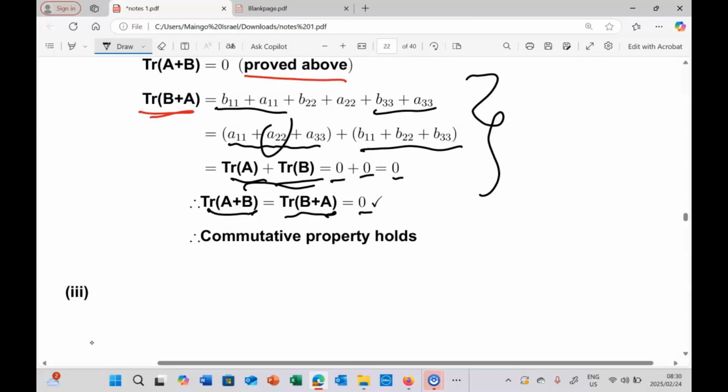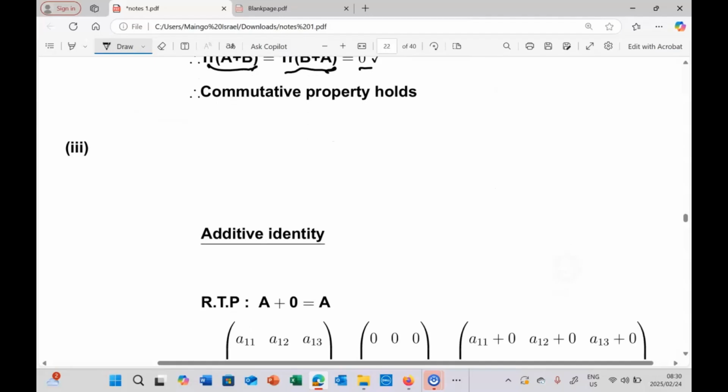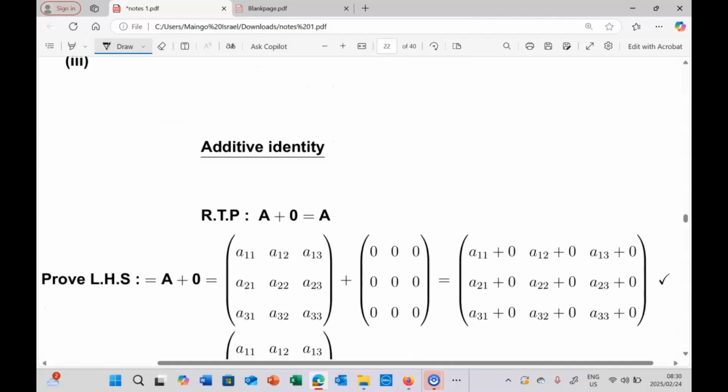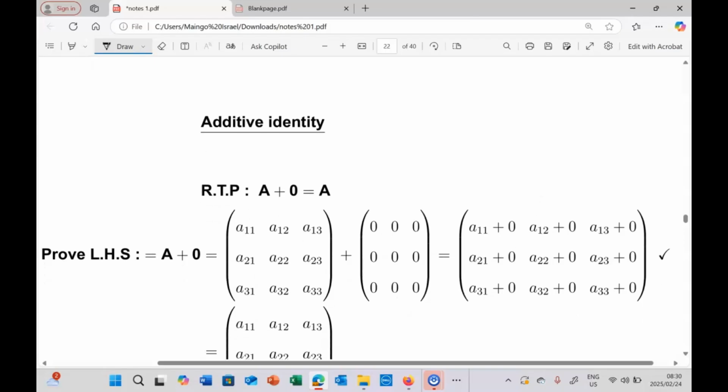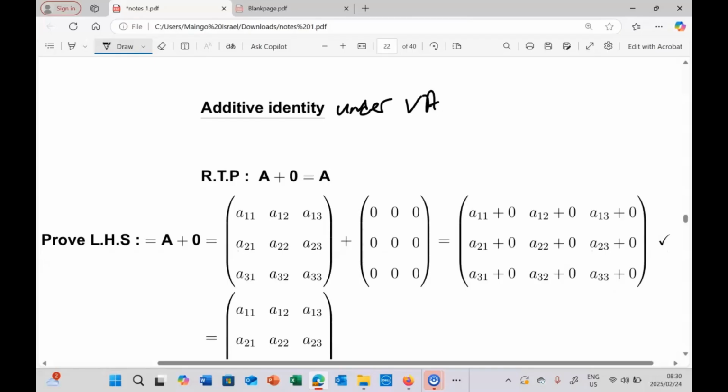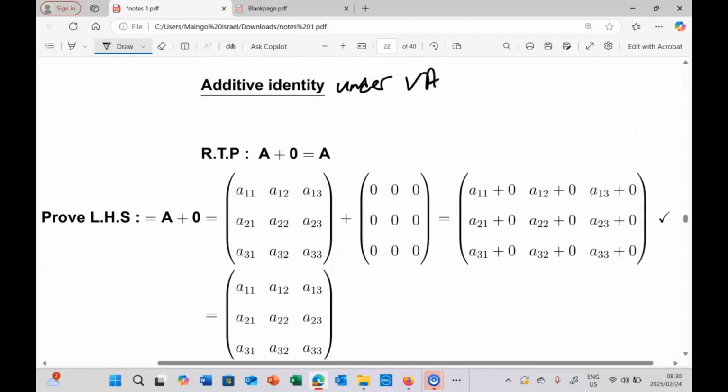So let's go to Roman figure number 3. Additive identities. Additive identity under scalar and under vector addition. And the multiplicative identity under scalar multiplication, or SM. So that's what we're about to prove.